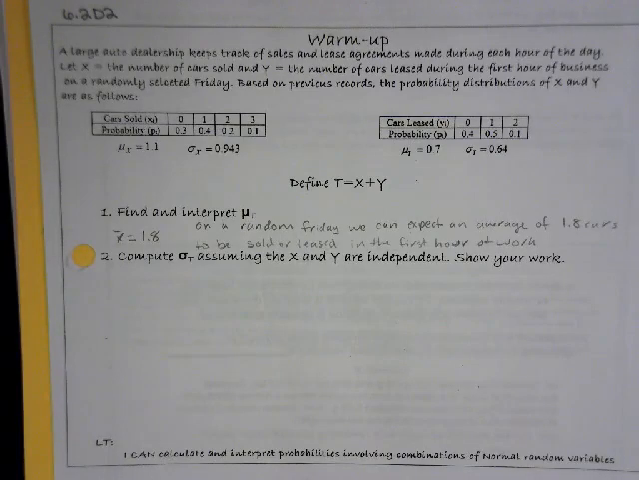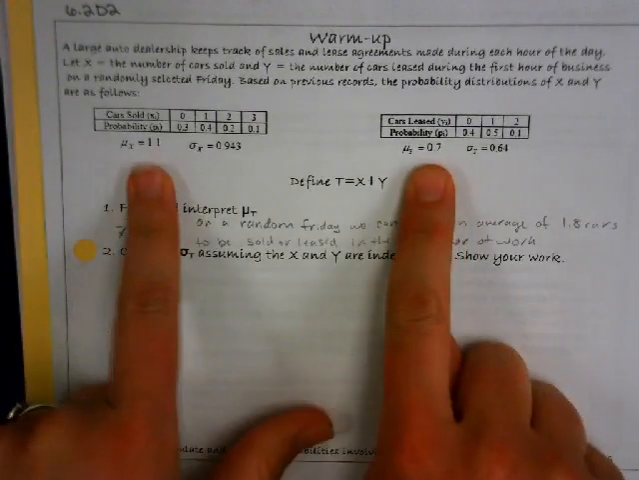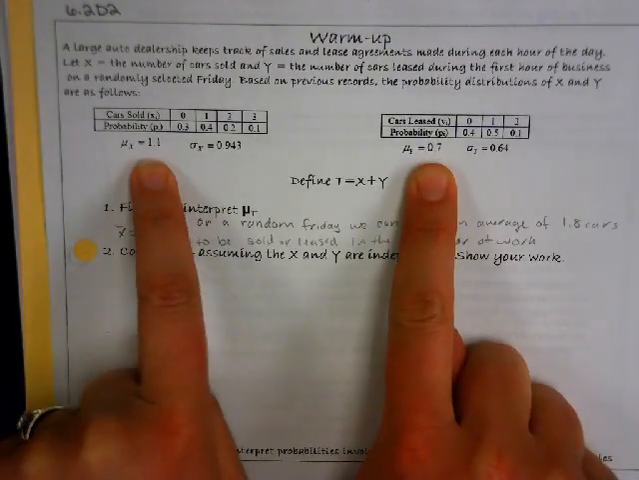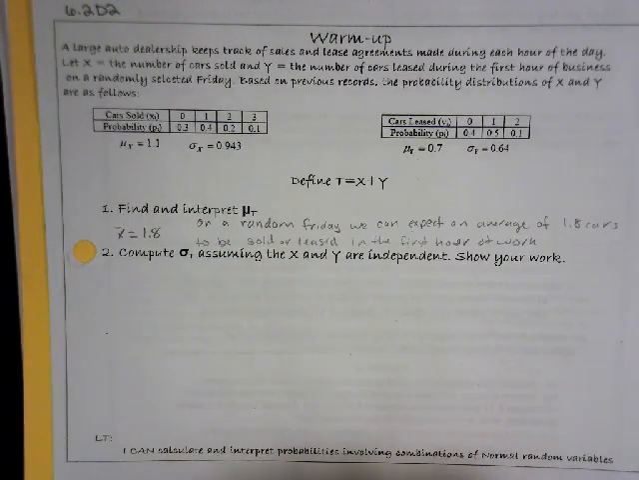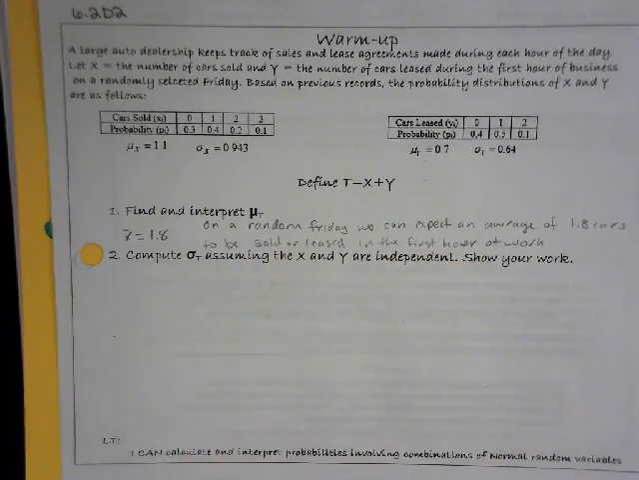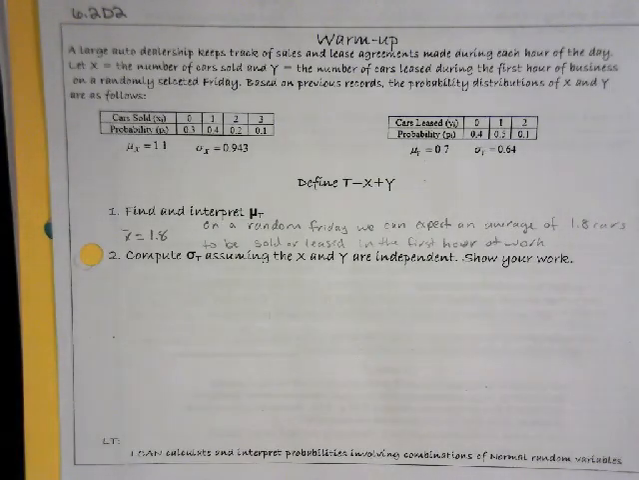Thank you, ma'am. All right, so I did see quite a few of you that had 1.8. We just add the means, 1.1 and 0.7. Lindsay was the only one who interpreted. Makes me sad, really sad. She put on a random Friday, we can expect an average of 1.8 cars to be sold or leased in the first hour at work. She also did number 2, but I'm not going to make her come up and do that one.